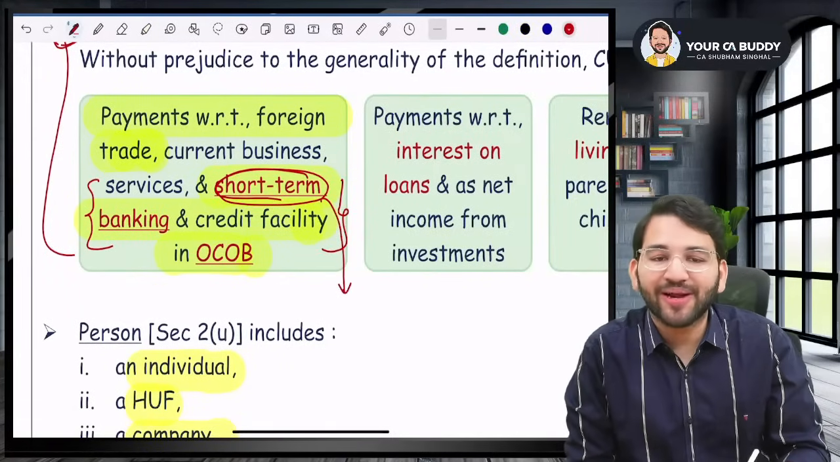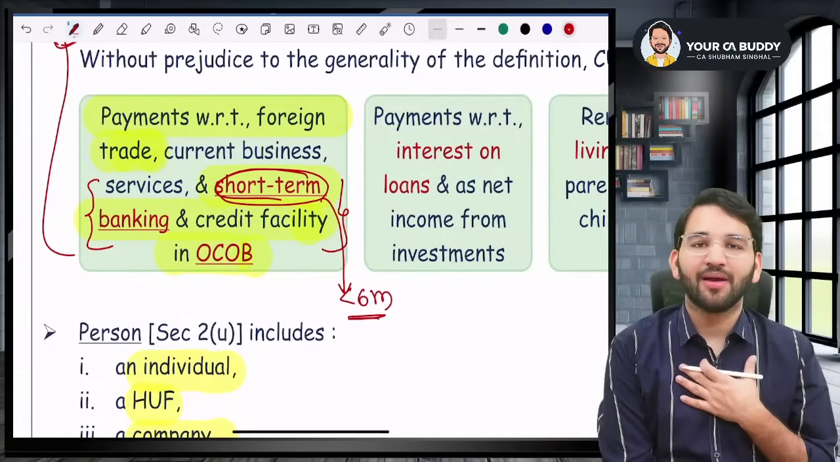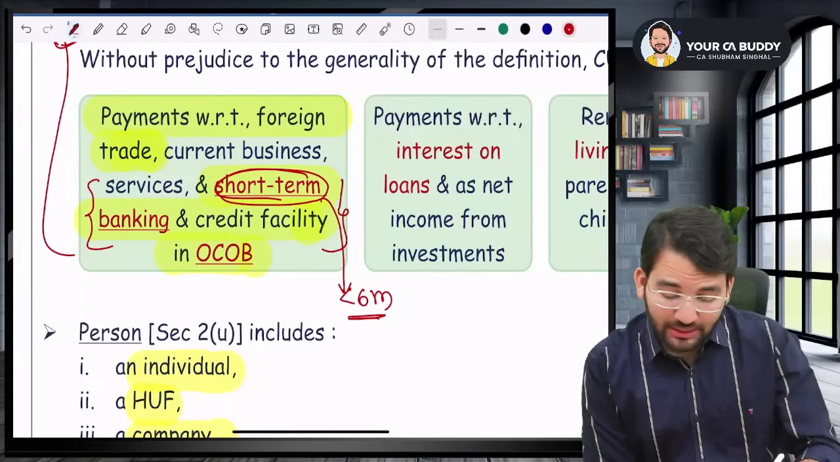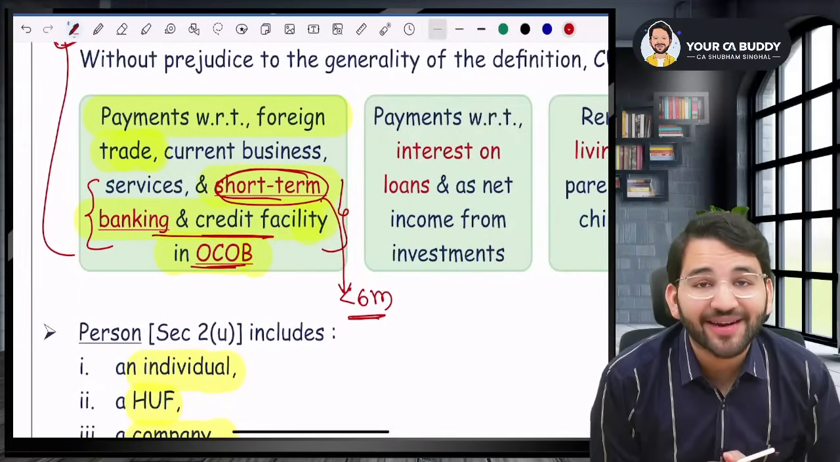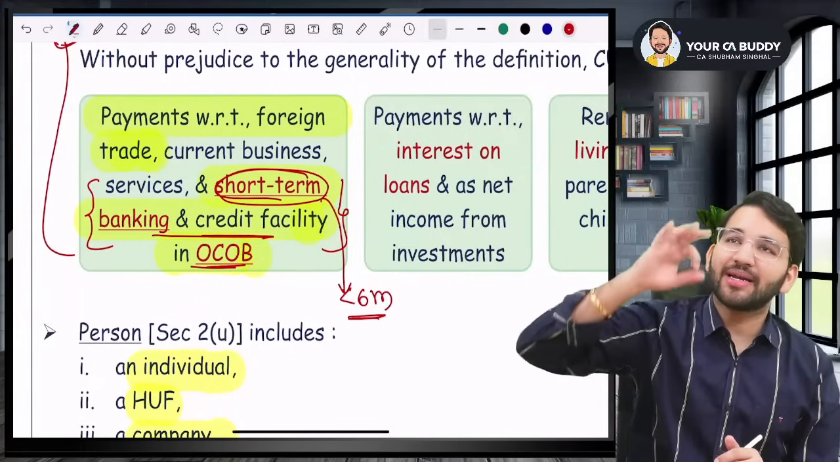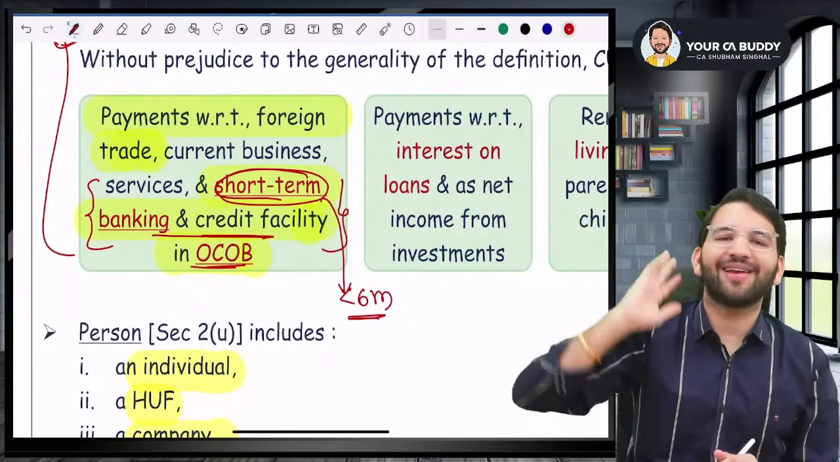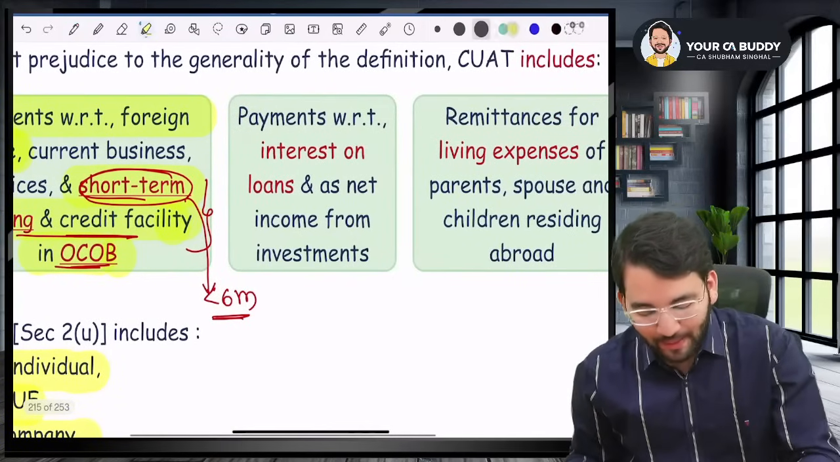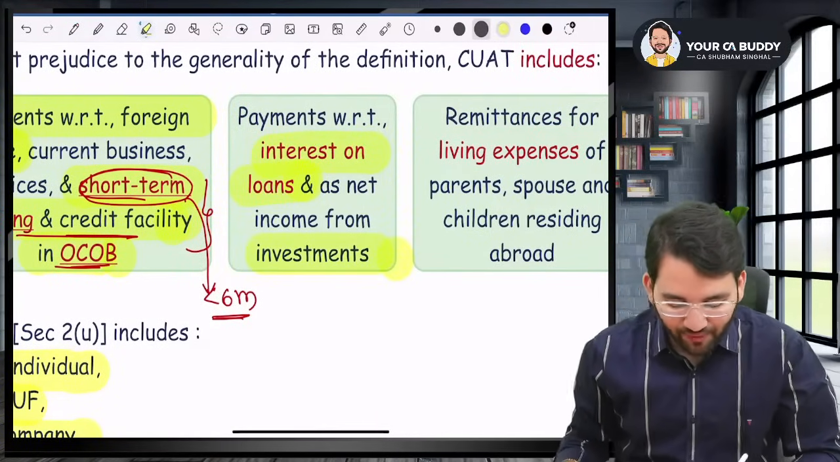They have not explained what is short-term, but let's assume it is less than 6 months for our purpose. So if it is less than 6 months, short-term banking and credit facility in the ordinary course of business will be considered a current account transaction. So if you're taking short-term credit, although it creates a liability, it is still a current account transaction. Number two, payment of interest on loan and net income from investment.